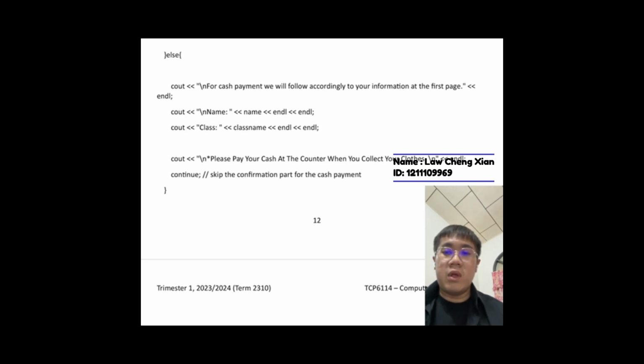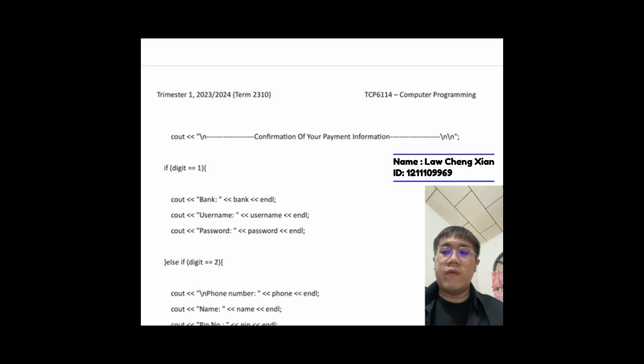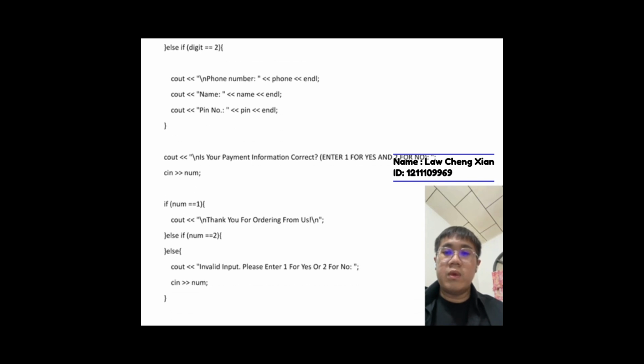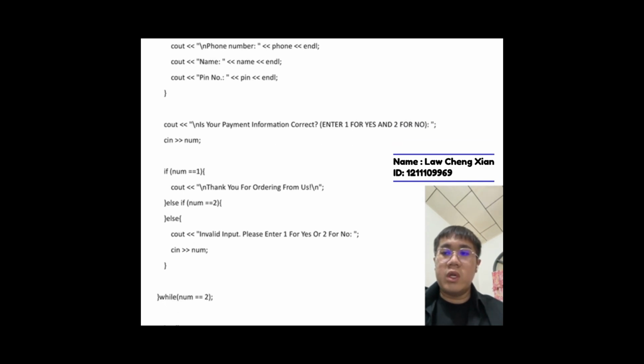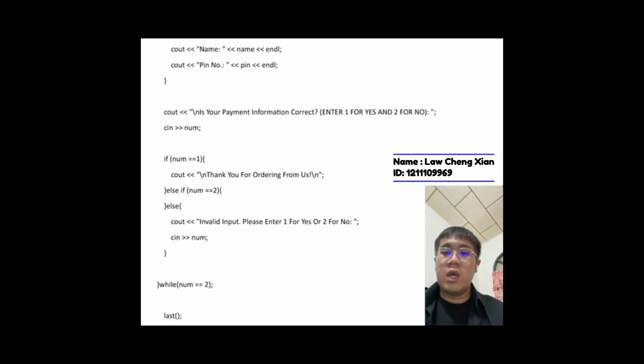After gathering payment information, the program confirms it and asks the user if the information is correct. If confirmed, a thank you message will display, marking the successful completion of the order. If the user indicates that the information is incorrect, number equal to 2, the loop continues, allowing for correction. If the user enters an invalid input, they are prompted again.